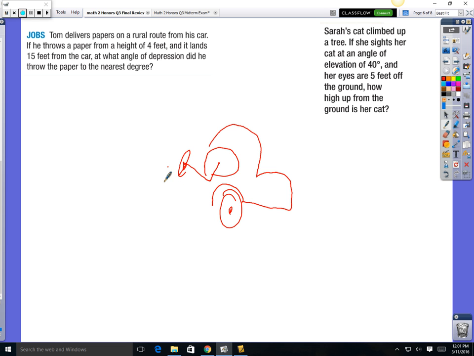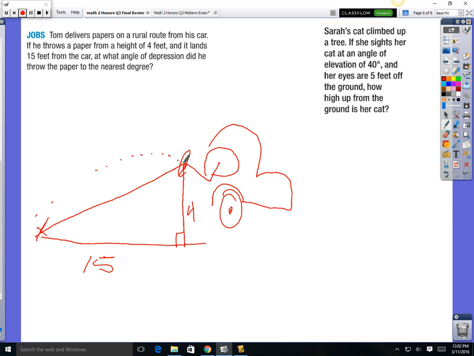Now, he's going to throw it 15, so it's going to land right here. And this distance is 15 feet. So, the paper is going to go 15 feet. It's 4 feet above the ground. So right here, that's 4 feet. And what does it want? What angle of depression did he throw it? So there's the triangle right here.